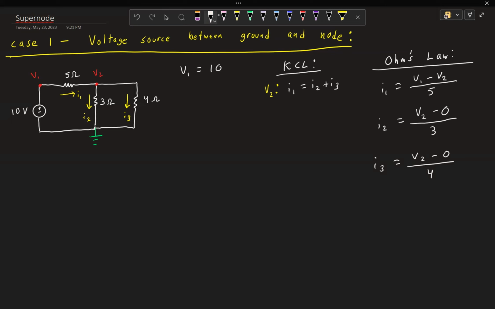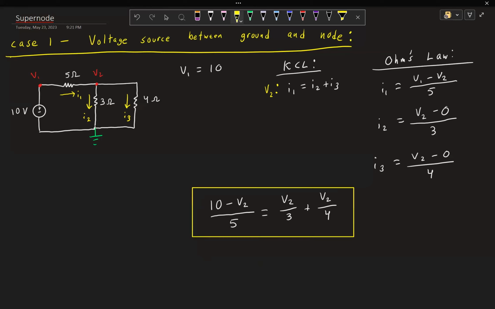Now all that's left is to plug in the currents into the KCL. So we get the following equation. And then finally, we know that V1 equals 10. So instead of having V1 right here, we can just replace it with 10. So now we have one equation and one unknown. So this is the answer. You can solve that for V2 and you'll get the answer.